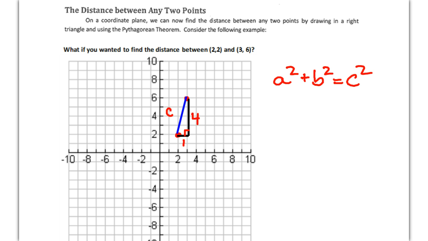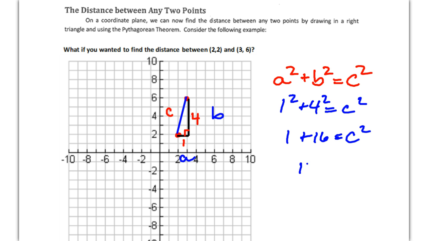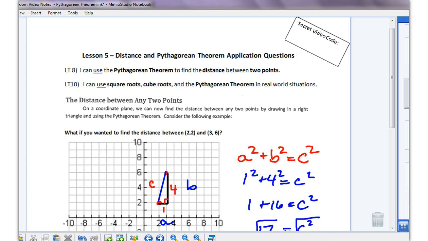We know that a and b are our legs. So 1 squared plus 4 squared equals c squared. And we'll do all this math out here. 1 plus 16 equals c squared. To solve this, we have to take the square root of both sides. The square root of 17 will give us what c is. And we'll get our calculator out to do that.